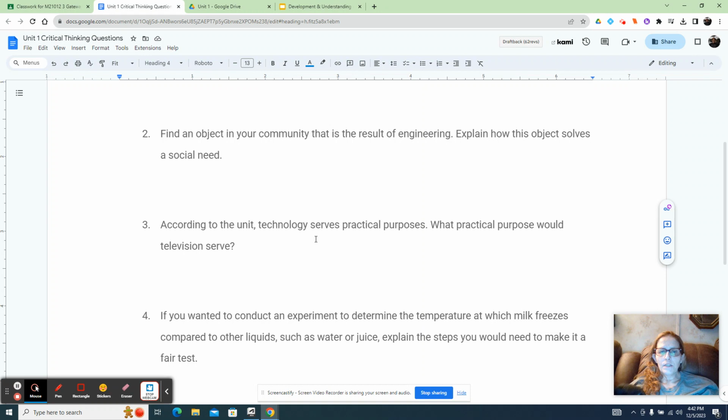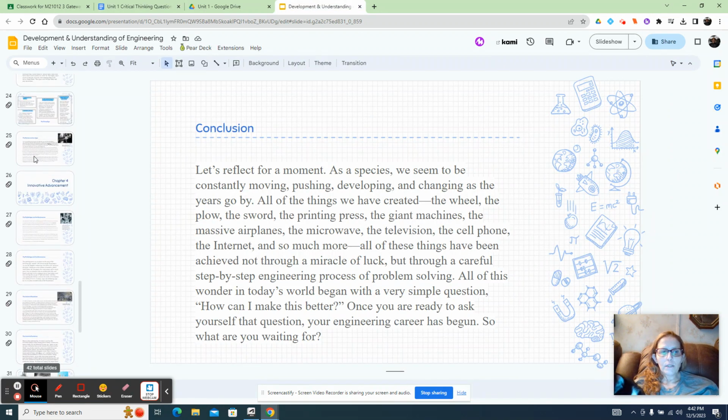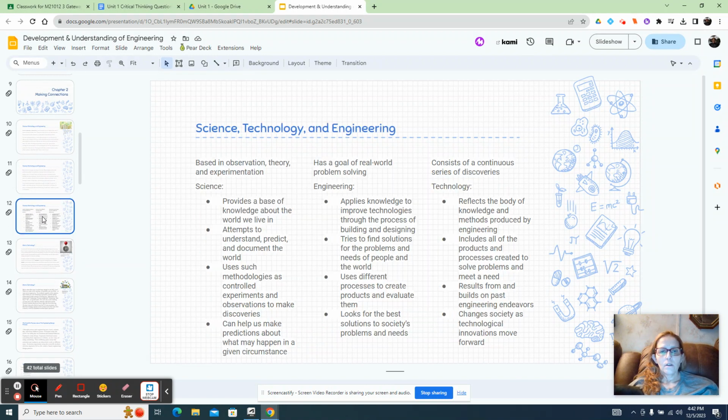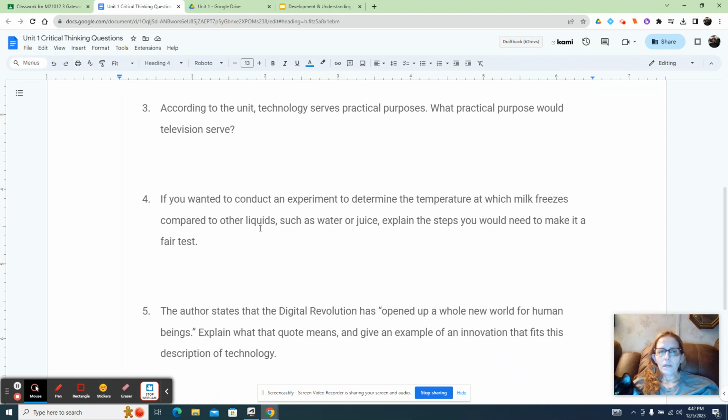And then, technology serves practical purposes. What practical purpose would technology serve? If you don't know, you can go back to the slideshow and look under technology to see what practical purpose it serves and just use that information. Okay. If you were to conduct an experiment to determine the temperature.